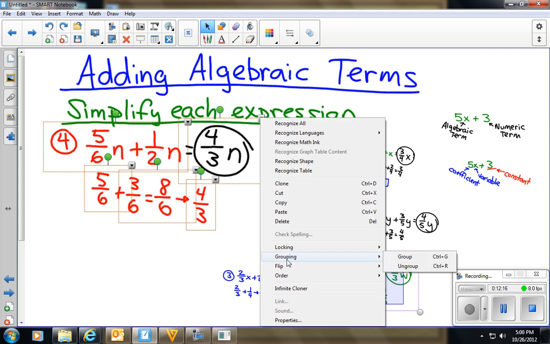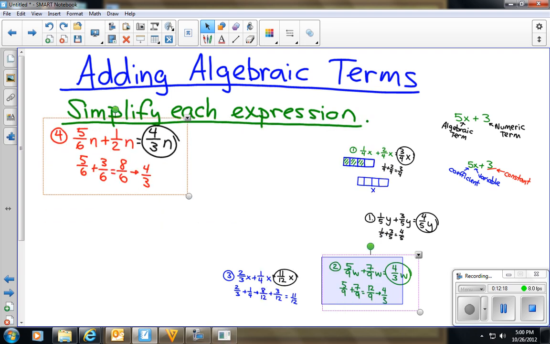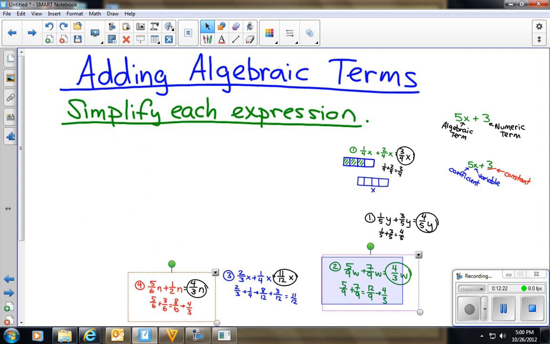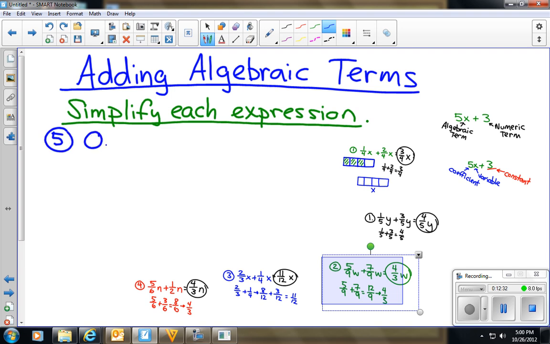Our last type of problem we're going to look at is, well, if you like decimals, it's going to be the easier of the ones. If you like fractions, well, it's not that much more difficult than fractions. We're going to be doing it with decimals. So let's go ahead and have our number 5 here. And we'll do 0.7 plus 0.6y. It is the exact same idea. We're going to add the decimals together and then tag along that y.